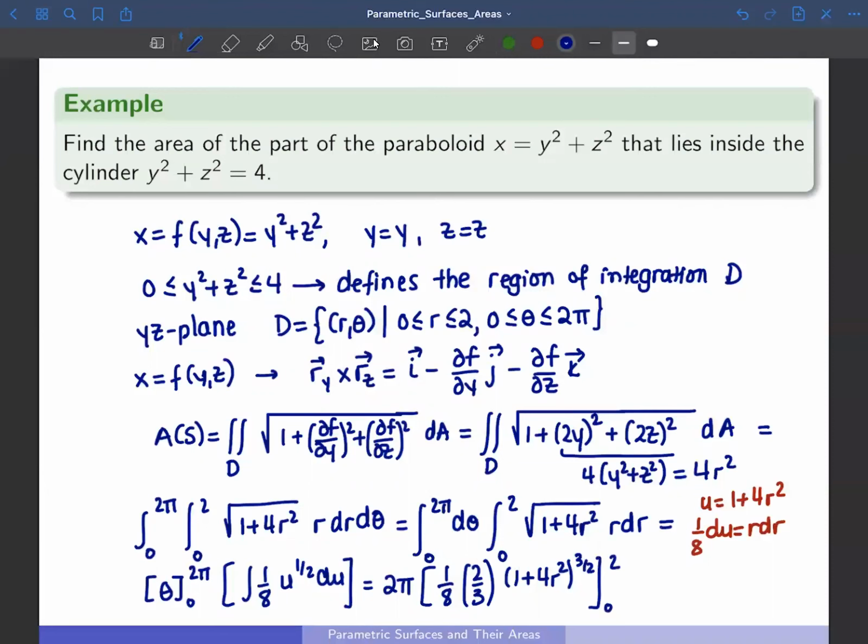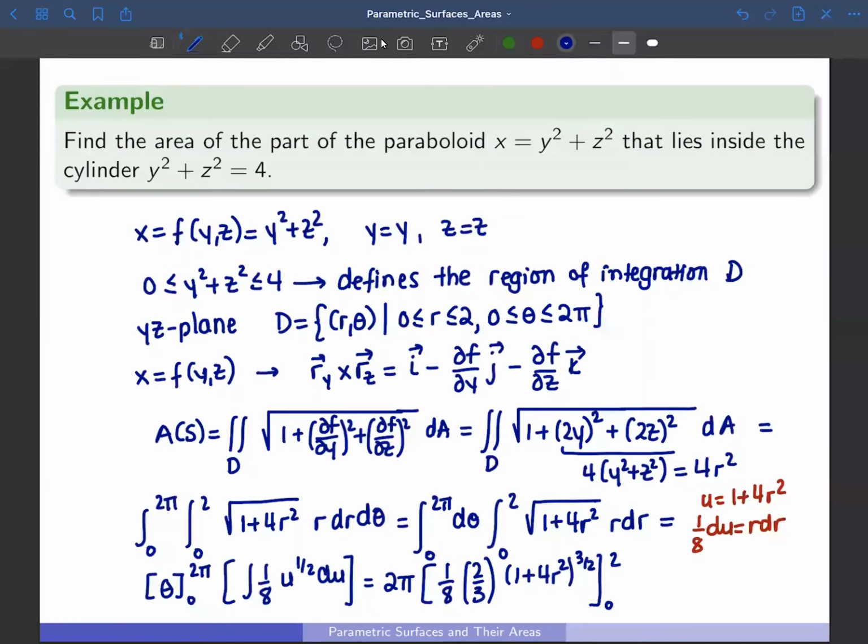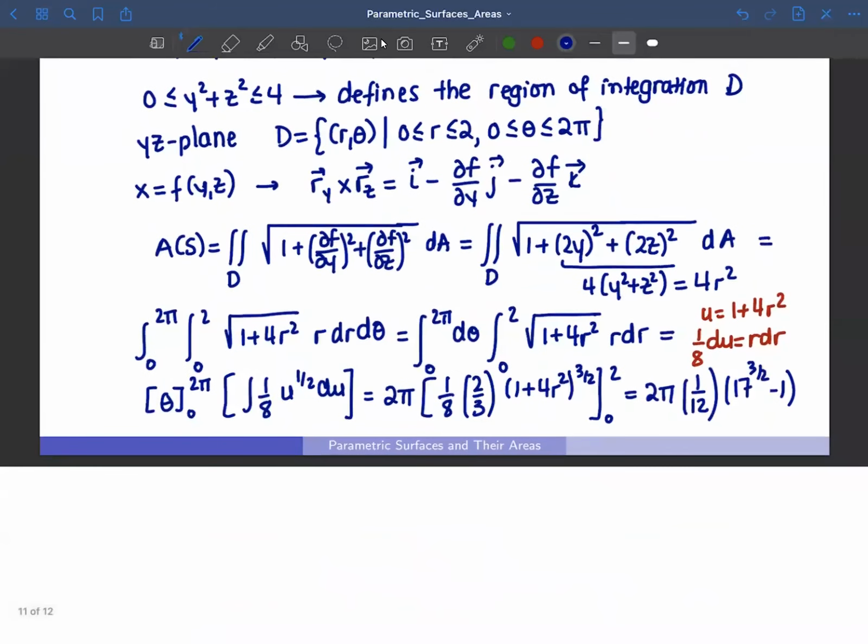And if we evaluate that, this is equal to 2 pi. From the 1/8 times 2/3, we get 1/12. And then for r equals 2, we have 17 to the 3/2, and for r equals 0, we have minus 1. And if we simplify here, we get that this is equal to pi over 6 times (17 to the 3/2 minus 1).